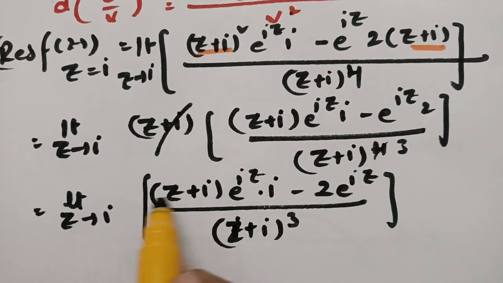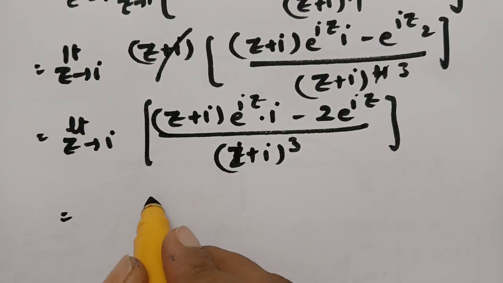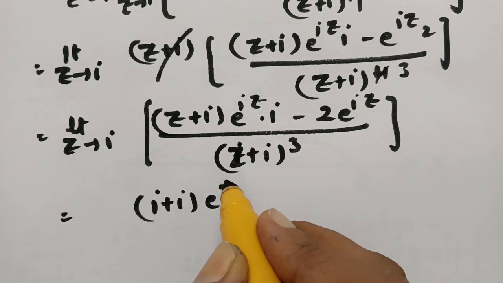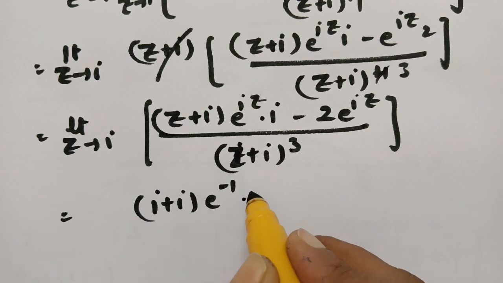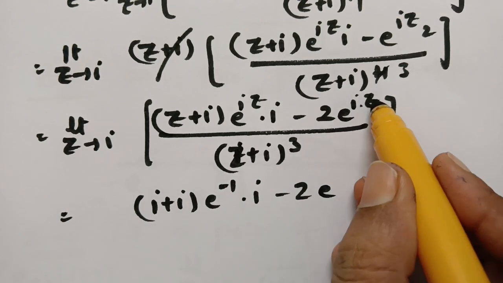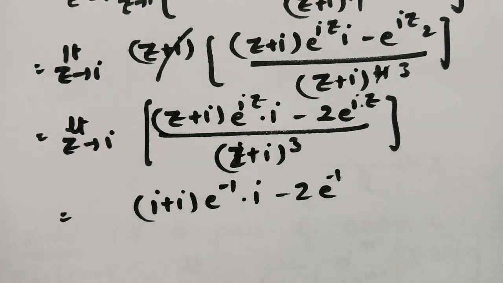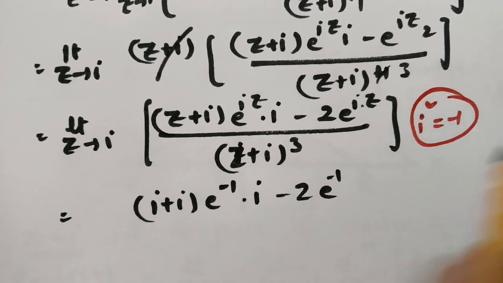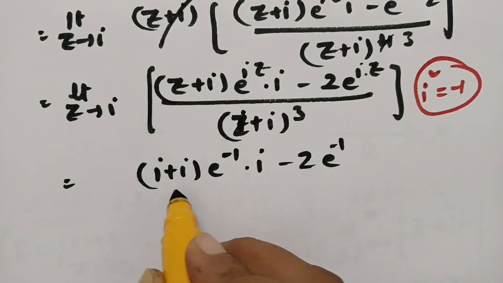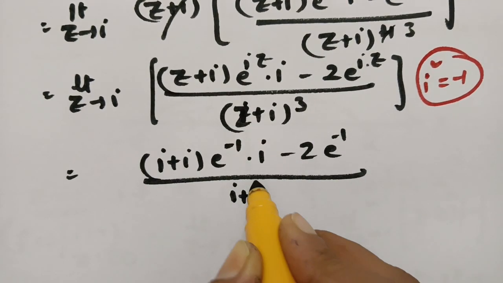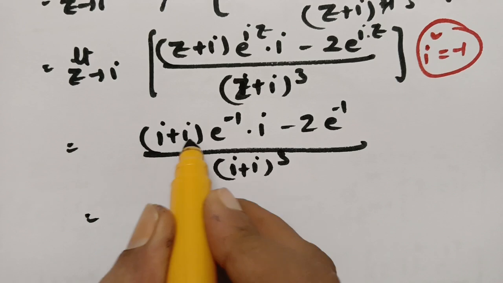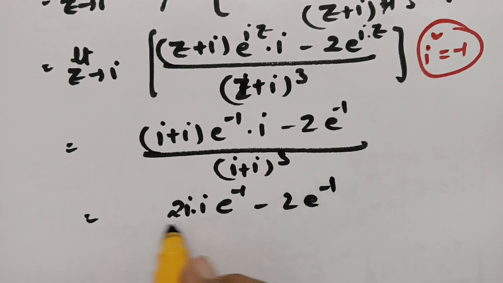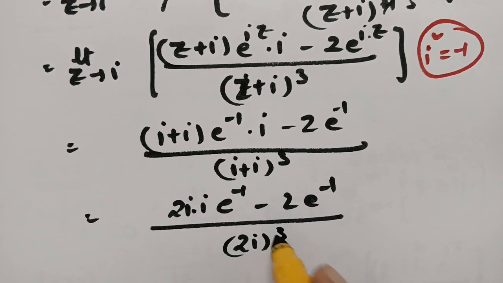Clear? Now if I substitute z equal to i, this will be (i plus i) into e power i square. So this is minus 1 into i minus 2 into e power i square. So this is minus 1, as you know that i square value is equal to minus 1. If I substitute here, this will be again (i plus i) whole cube. So this is 2i into i, e inverse, minus 2 times of e inverse, and this is (2i) whole cube.